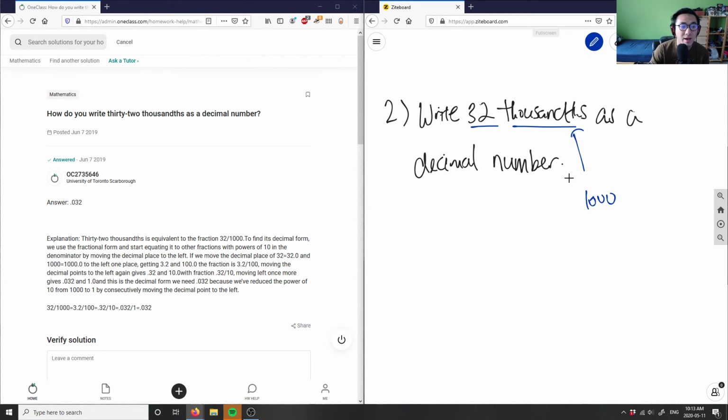So if I want to write it as a decimal number, I wouldn't get a whole number in the front, right? So I'll have 0 in the front. So it's basically 0 point. And then how many digits do we have? Well, we have 1, 2, and 3, right? And the reason why we know we have 3 digits is because it's given here. The thousandth here signifies 3 digits.